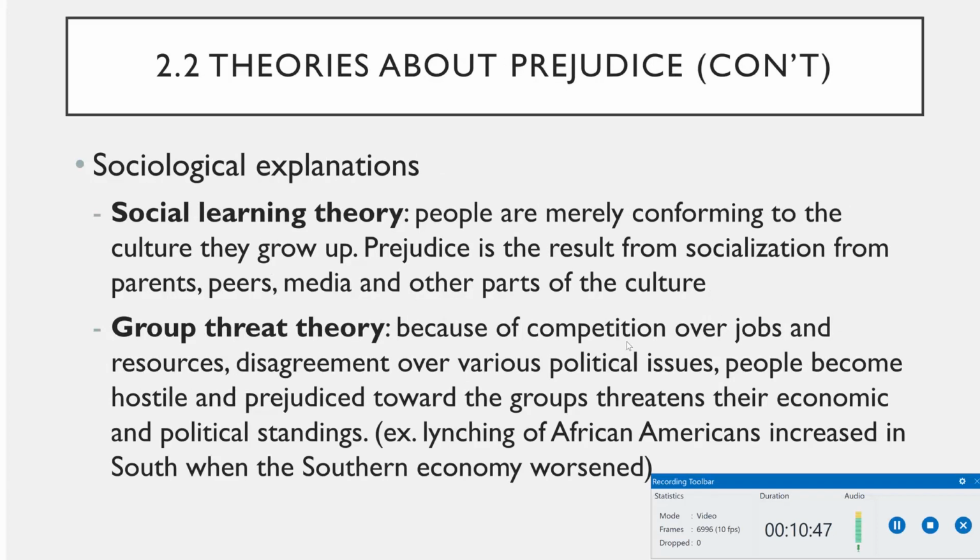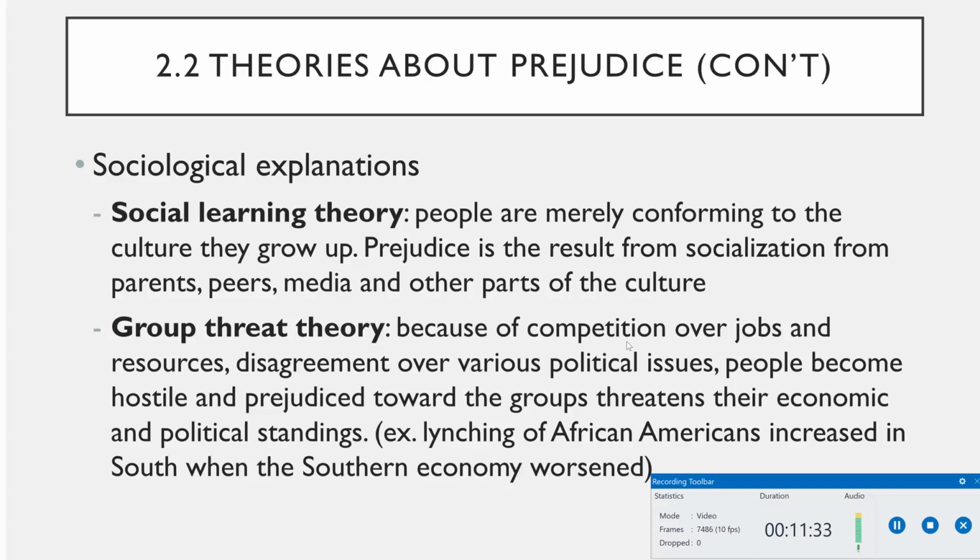There are two major sociological theories explaining prejudice. Social learning theory emphasizes the family environment and the socialization process. People are merely conforming to the culture they grow up in. If they grow up in a family with a very high level of prejudice, they are more likely to have a higher level of prejudice than people who grow up in a liberal or egalitarian family. Parents, peers, media, and other educational institutions are parts of the culture which impact the level of prejudice in the socialization process.